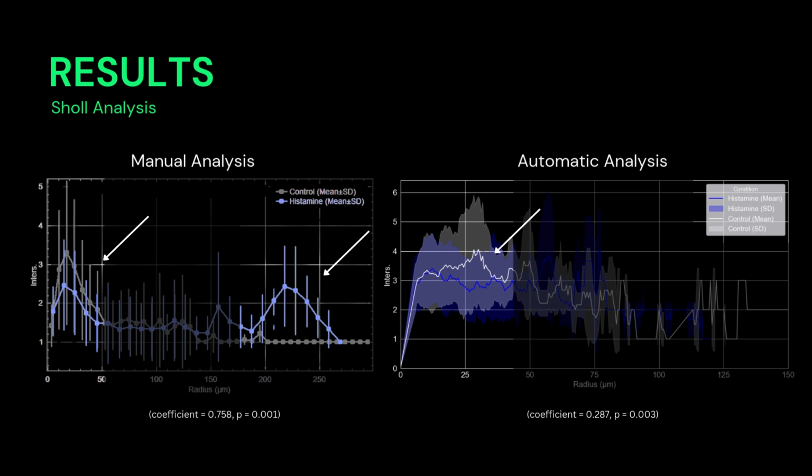Afterwards, interestingly, we do find an increase in distal intersections for the manual analysis, and the automatic analysis fails to identify this trend. And all in all, using linear mixed effect models, we find the same results for both approaches. The control group shows more intersections compared to the histamine group.